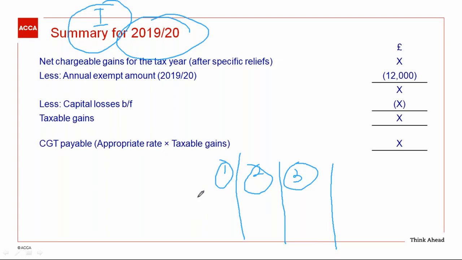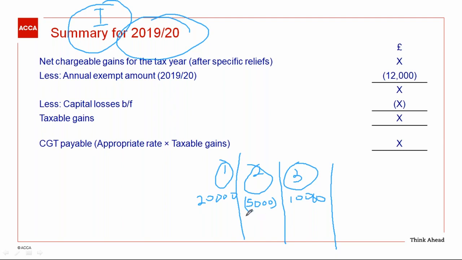Say from disposal 1, you have a chargeable gain of 20,000 pounds. And from the second disposal, assume you have a loss of 5,000 pounds. And from the third disposal during the tax year, say you have a chargeable gain of 10,000 pounds. So during the tax year, you have done three disposals, out of which from two disposals, you have generated chargeable gains, but from one disposal, you have incurred a loss.